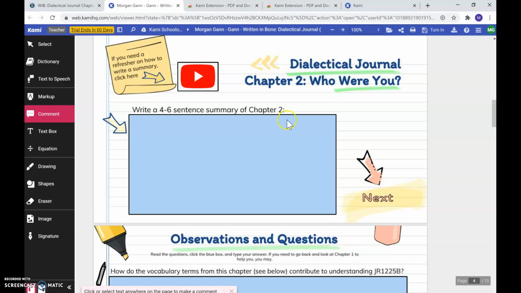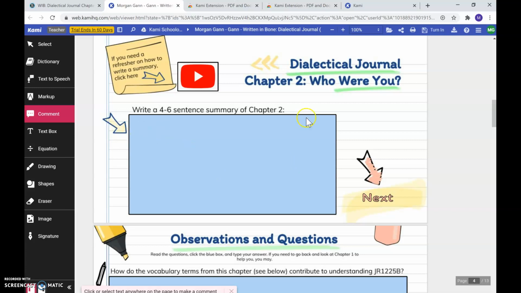And if you don't remember what a summary is, you can watch this little video. A summary is just a very short paragraph about what you read. You are not supposed to discuss all the details. You're not supposed to bring in quotes and text evidence. This is a chance for you just to talk about the high points of what happened in Chapter 2. What are the main ideas from Chapter 2? And you need to put it in your own words.